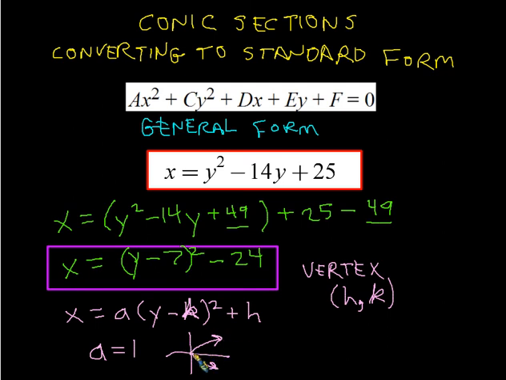I don't know if the vertex is on the y-axis, but certainly we'll get a parabola that opens to the right. H and k, the vertex of our parabola, that's going to be at, in our case, minus 7 minus k, so that our k must be 7. And then minus 24 plus h, so our h must be minus 24. And that's it. That's where our vertex is for this parabola. So if we put this in a table, we could then easily graph the rest of this parabola.